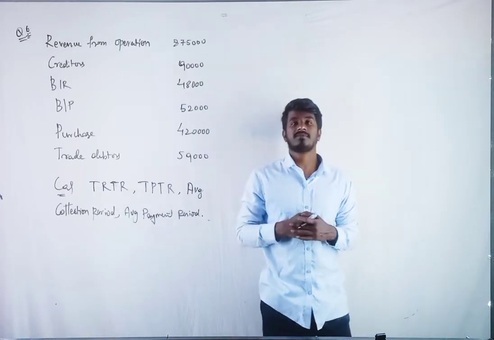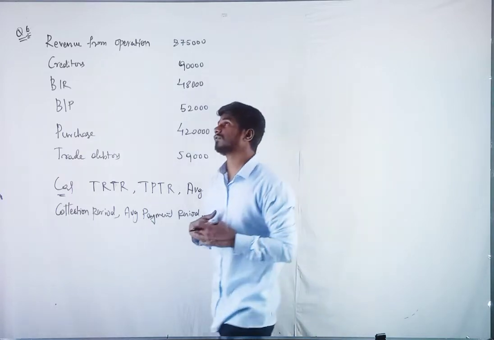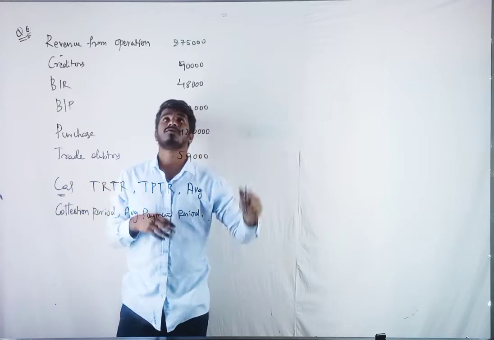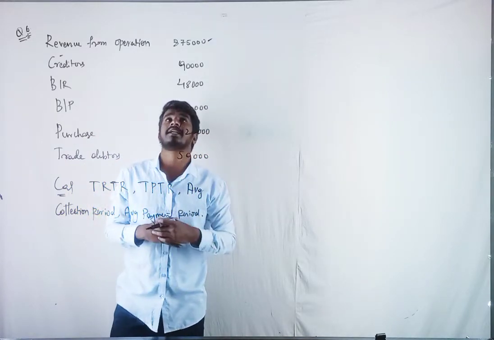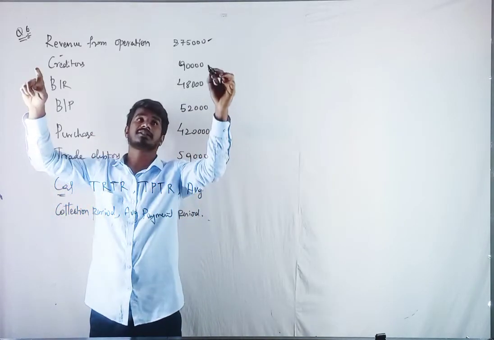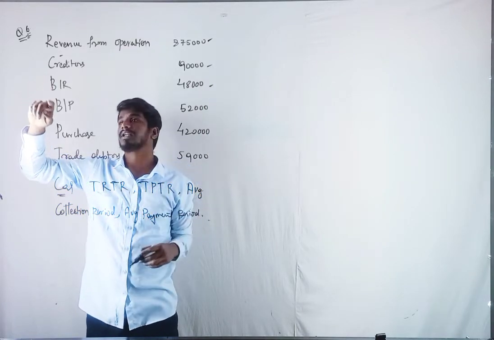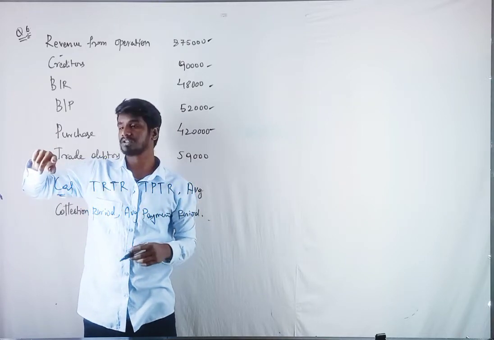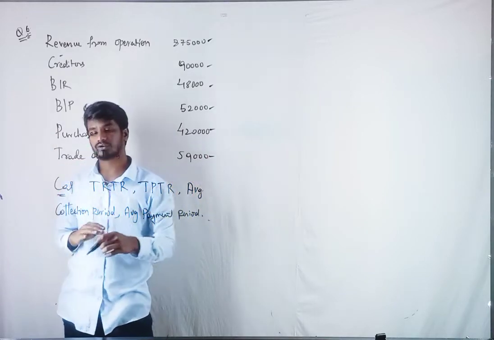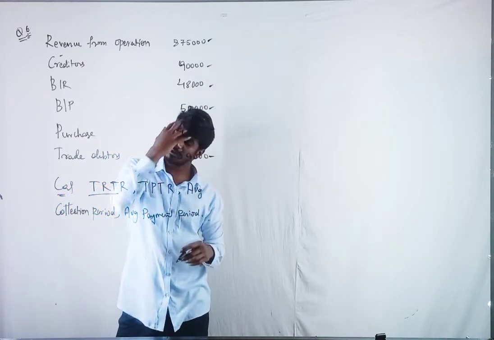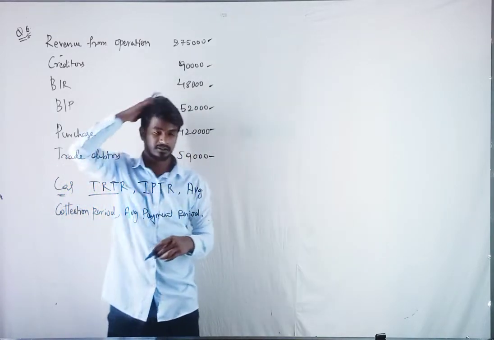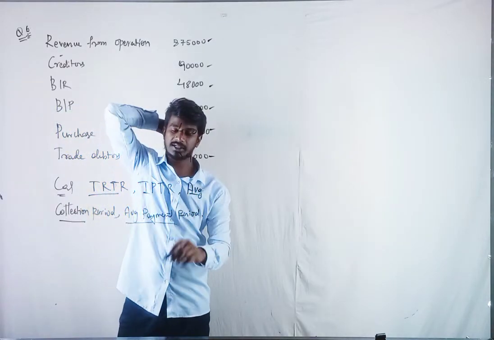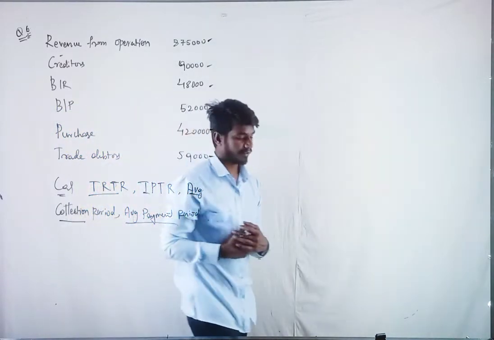The question number 6 is on the board. Shall we discuss the question? Revenue from operation is 8,75,000. Creditors 90,000. Bills receivable 48,000. Bills payable 52,000. Purchases 4,20,000. Trade debtors 59,000. You should calculate trade receivable turnover ratio, trade payable turnover ratio, and average collection period. Average payment period they have also given.